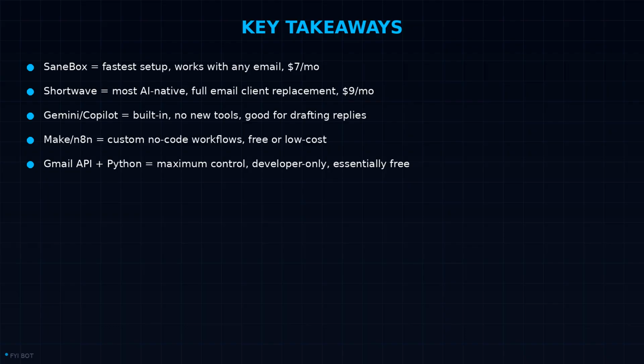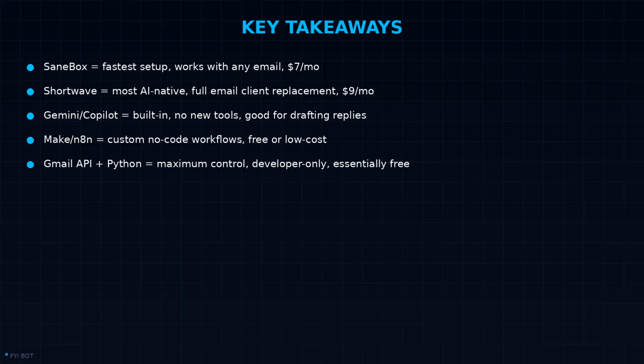Let's recap your 5 options. SaneBox for the fastest setup, connect it and forget it, $7 a month. Shortwave for the most AI-native experience, a full email client replacement at $9 monthly. Gemini in Gmail or Copilot in Outlook for built-in AI if you don't want new tools, included with your existing subscription. Make or N8N for custom no-code automation that connects email to everything else you use. And the Gmail API with Python for developers who want total control and zero ongoing cost.